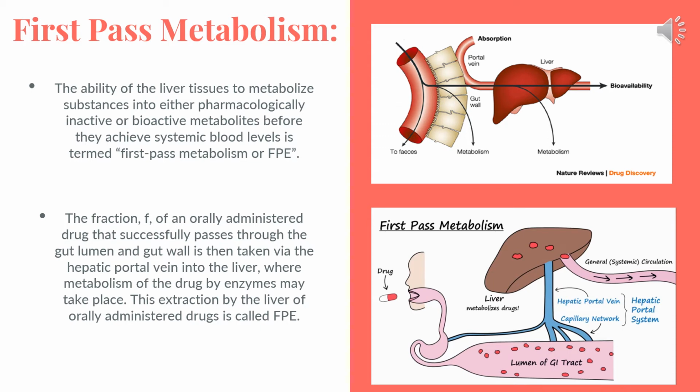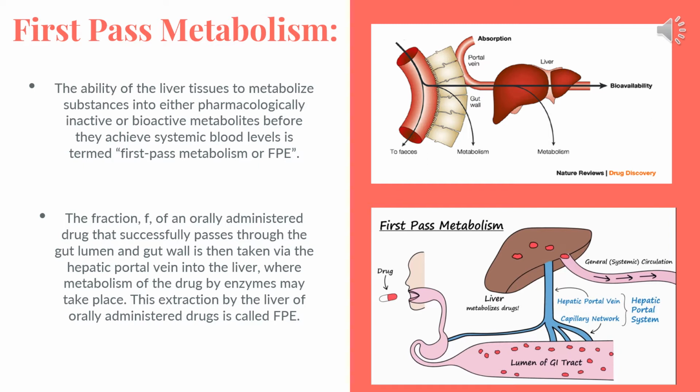As promised, we're going to explain the first pass effect in detail. We have two pictures to the right which are going to elaborate on what I'm going to be talking about. The ability of the liver tissues to metabolize substances into either pharmacologically inactive or bioactive molecules before they reach the systemic blood circulation is going to be called the FPE, or the first pass effect. The fraction F of an orally administered drug which successfully passes through the gut lumen and gut wall is then taken via the hepatic portal vein, which you can see in the picture at the bottom, where metabolism of drugs by enzymes takes place. The extraction by the liver of orally administered drugs is called FPE.